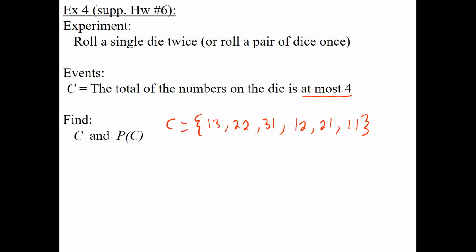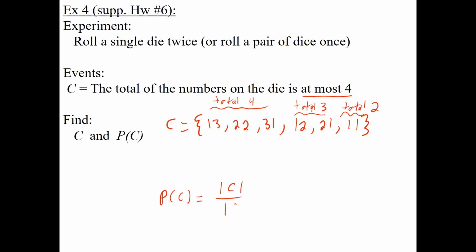So that's the answer, but let me make sure you guys have this organized. So here the total is 4. Here the total is 3. Those are all the ways the total is 3. And there's all the ways the total is 2. Okay, so at most 4 means the total is 4 or less. So 4 or 3 or 2. Okay, so that's C.